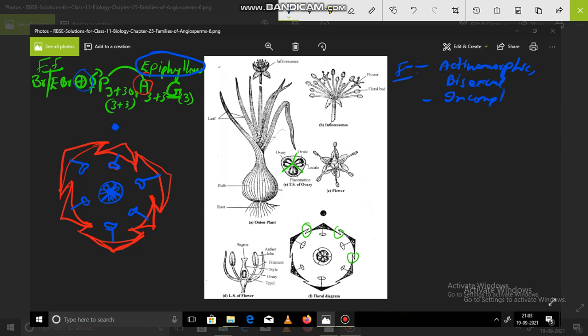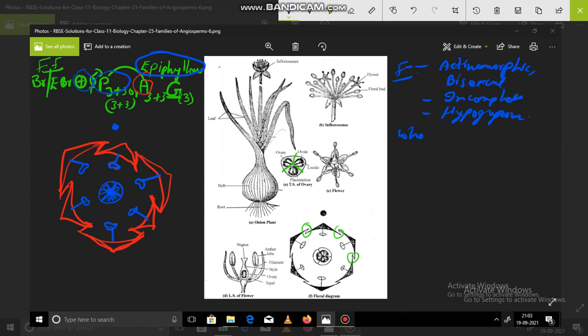Why is it incomplete? The flower is incomplete because it doesn't have calyx and corolla. Instead of calyx and corolla, you have the tepals, otherwise called perianth, P. Okay, P. And the flower is hypogynous. I told you that the ovary is superior, right? So you have to mention that the flower is hypogynous in nature. Hypogynous flower.